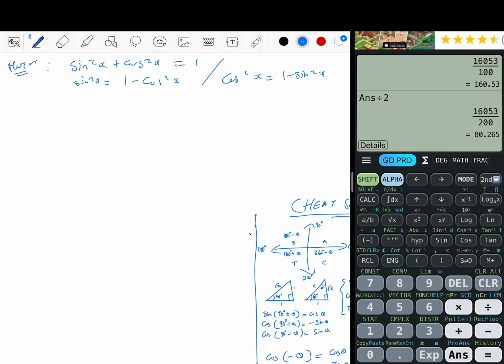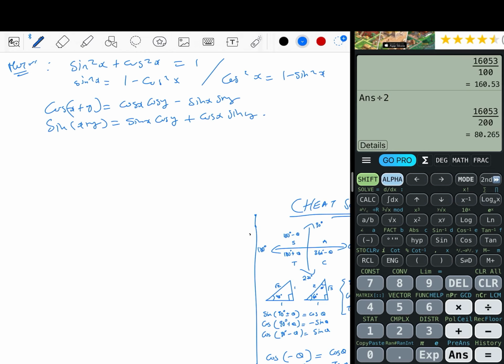We need to know also compound angles, right? You need to know that cos(x plus y) is equal to cos x cos y minus sine x sine y. You need to know that sine(x plus y) is sine x cos y plus cos x sine y.